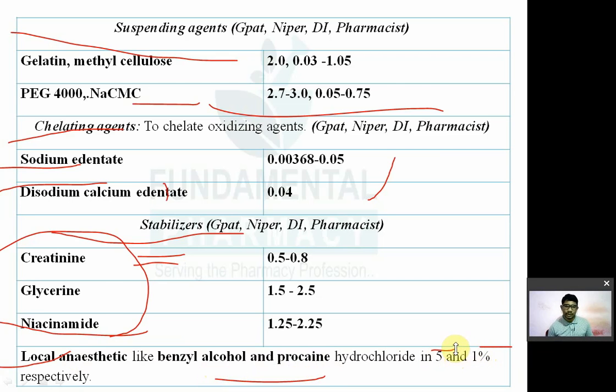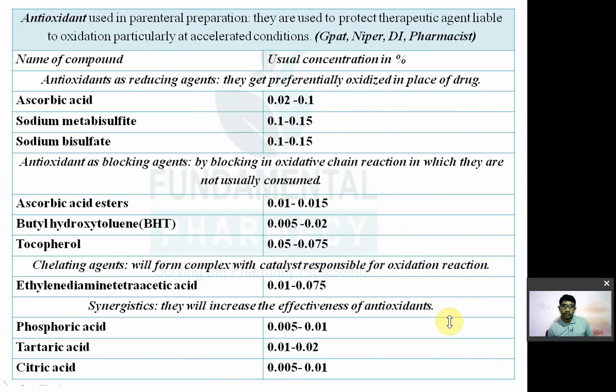Now antioxidants, again it is a very important part. Questions have come on this at least 2-4 times. So antioxidants, what do you mean by antioxidants? These are the agents which will prevent the oxidation of your product.